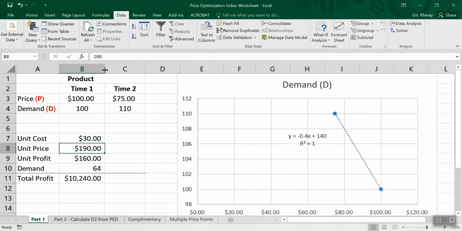Let me expand this a little bit. So what Solver has come up with is that at $190, we have a demand of 64. We have a unit profitability of 160. You multiply those together, and we maximize our profit at $10,240. Okay, so let me just put that over here real quick.